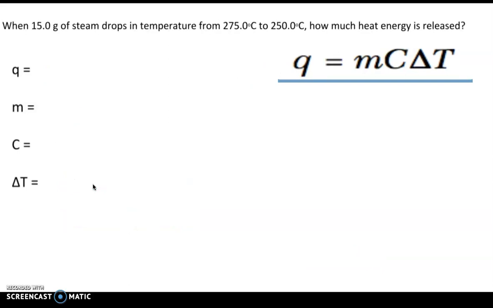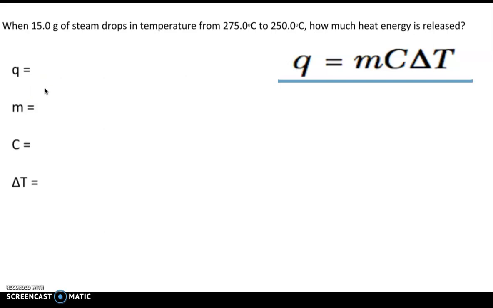The next question states, when 15 grams of steam drops in temperature from 275 degrees Celsius to 250 degrees Celsius, how much energy is released? So if you can recall from the previous bullets that I mentioned, if energy is being released, then you're going to assume that your Q is going to be negative, right? So let's see how this works with answering and plugging and chugging this equation.